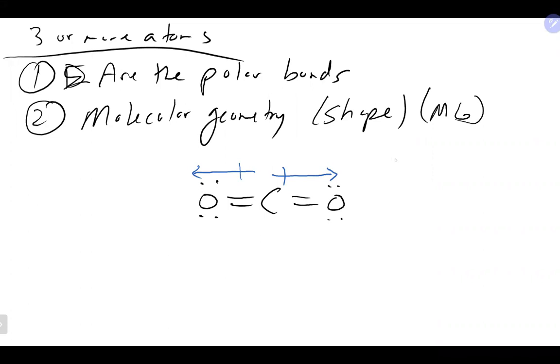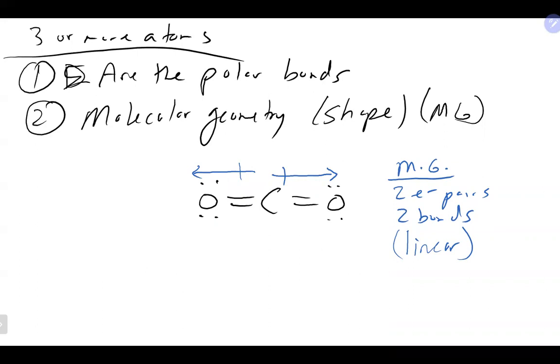The molecular geometry of this one is 2 electron pairs and 2 bonds, which means the molecular geometry is what? With 2 electron pairs and 2 bonds, it would be linear. So we basically have a linear geometry, a straight line.